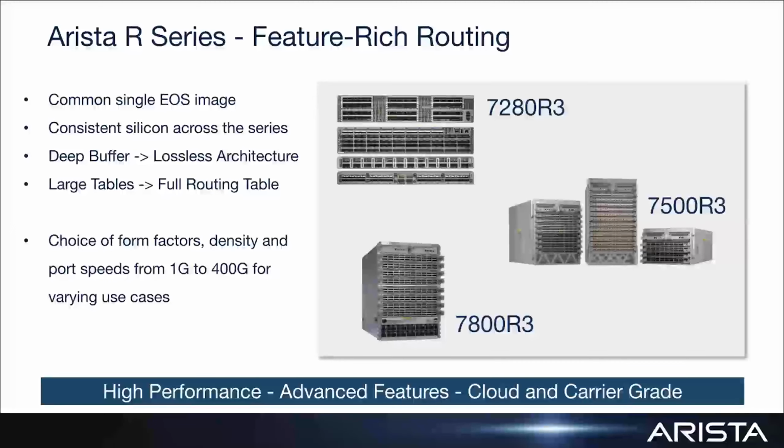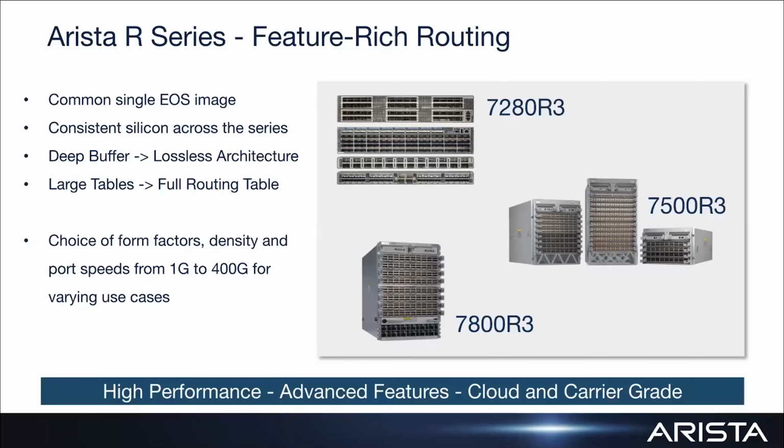And the primary means of that for the service provider market to us is our R series of routing products. That is comprised of the 7280, the 7500, and 7800 R series, the latest generation of which you can see on screen now, which is the R3 series. And of course, all of those common Arista EOS benefits still apply. So we still have that single binary image across all platforms with consistent silicon throughout the R series. And that silicon has deep packet buffers and virtual output queues for a truly lossless architecture.